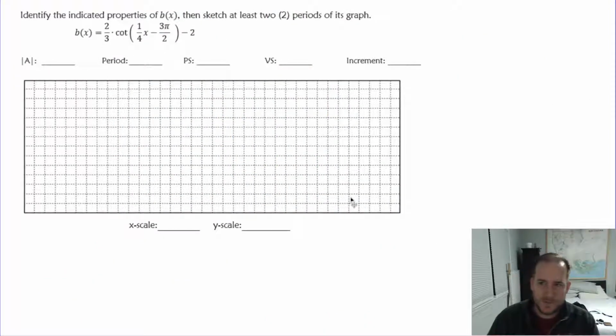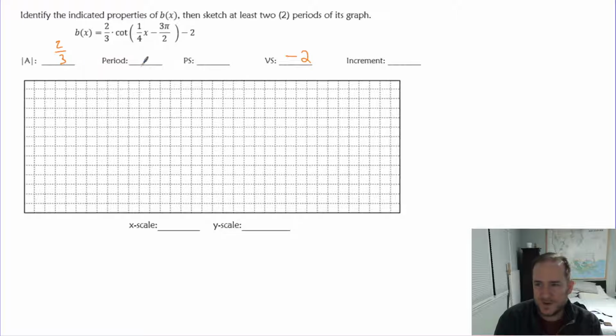So let's do this one. This one's cotangent. This one might involve me slowing down and explaining a little bit because it's not secant or cosecant anymore. But let's hit the big tickets. We've got a as 2/3, literally just pulling that value out of the equation. Nothing more to it. Let's go ahead and skip over to the vertical shift because that's the other easy one. Vertical shift is we're going down by 2.